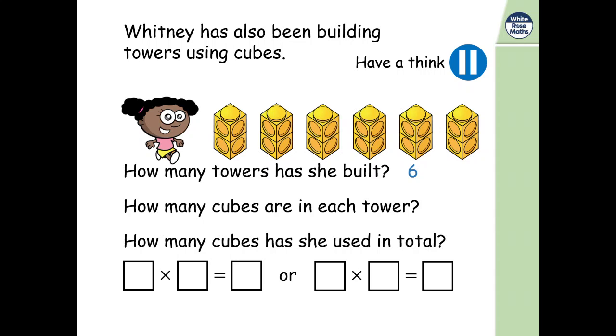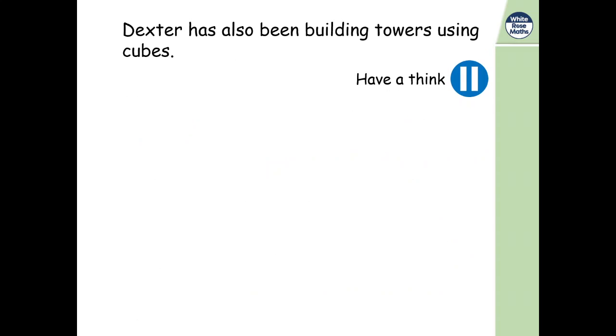Right, now you've had a chance to finish it, and I've given you one of the answers. How many towers has she built? 6. How many cubes in each tower? Well, we're doing the 2 times table, so it's still going to be 2. And we've got here 6 groups of 2. We've got 12 altogether. Look, 2, 4, 6, 8, 10, 12. And we can write that as 6 groups of 2 equals 12. Or we can swap the numbers round the other way, because if we look at the rows, there we go, 2 groups of 6.